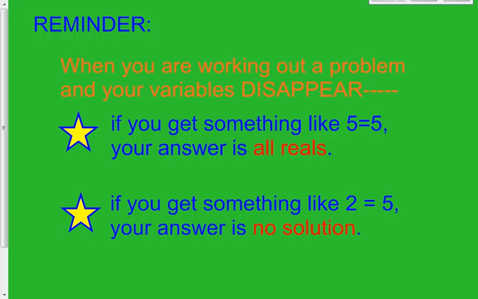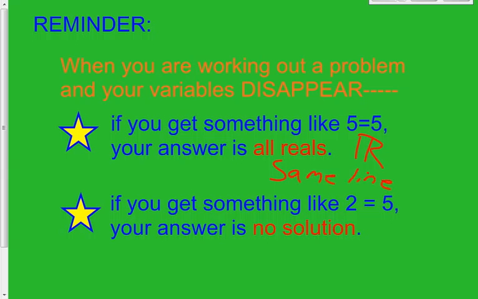So if you get something like 5 equals 5, or 12 equals 12, or 7 equals 7, or negative 5 equals negative 5, if you get a statement that is true, the left side and the right side are indeed equal to each other, then your answer is all reals, or all real numbers. You could write that for the symbol. Another thing that you could write on a test is that it is the exact same line.